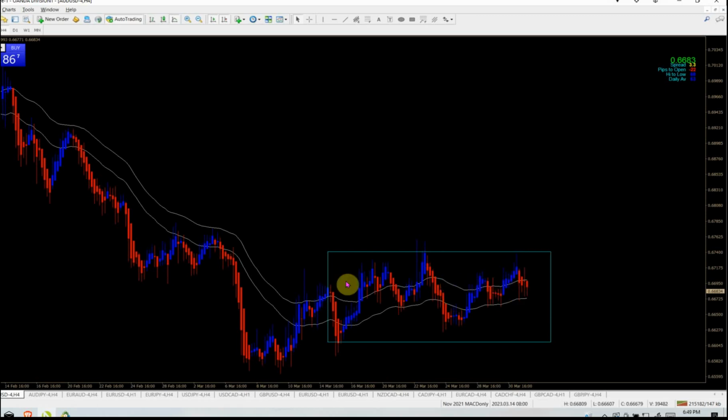So this is an example of a pair that I am not interested in. Not that I won't look at it, but very quickly I can just say, nope, this is trading in a range. I'm not interested, okay? So that's that one.